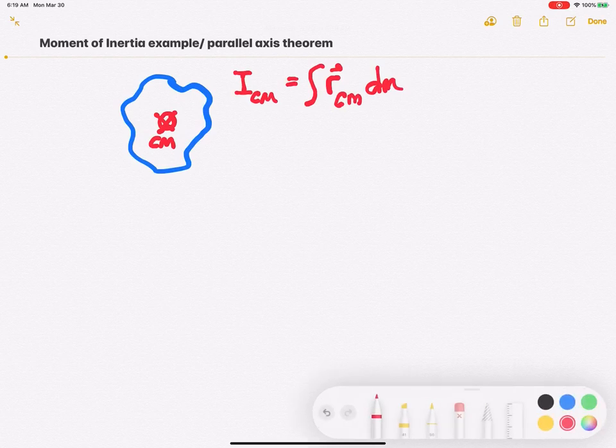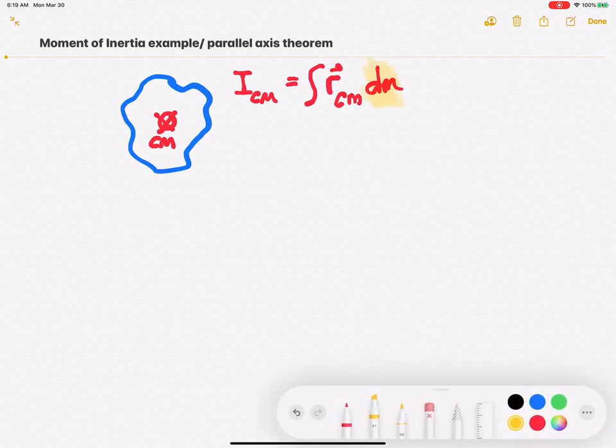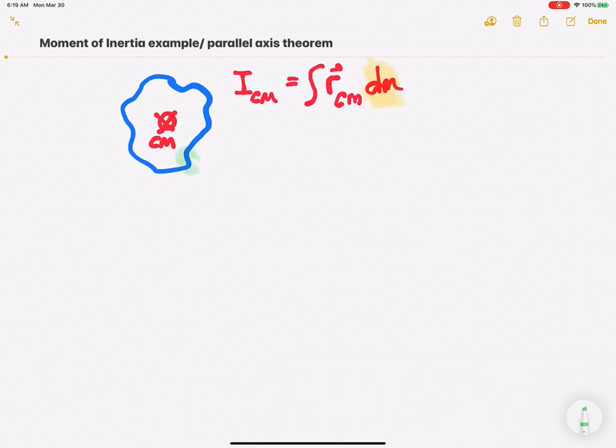So wherever a mass is located, we're going to find it relative to the center of mass of the system. Which is great and all, unless maybe we can make the best of that.